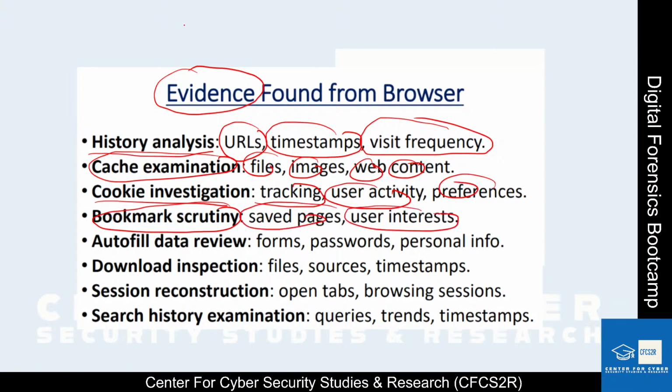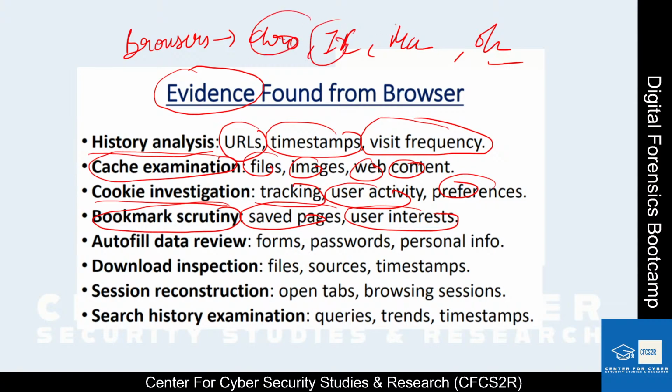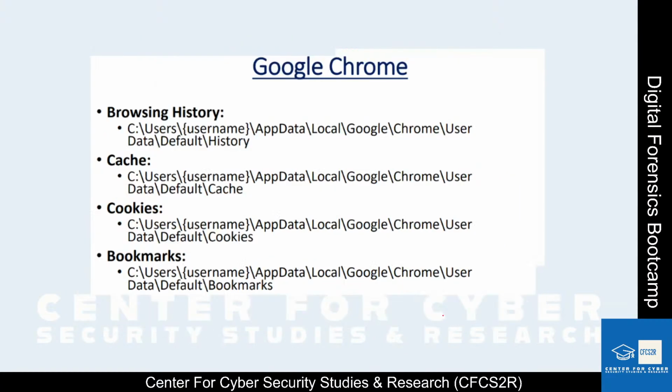One more thing I want to add here is that there are different types of browsers nowadays. Like Chrome, Internet Explorer, Mozilla, Opera. Every one has a different location for storing the data. Autofill data review: forms, passwords, personal info. Downloads: what files, what sources, what timestamps, at what time you started the download. Session reconstruction. So all these things are available in the browser.